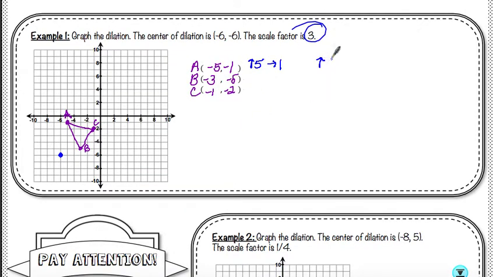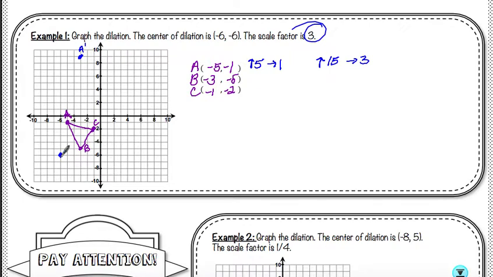So I need to go up 5 times 3, which is 15, and right 1 times 3, which is 3. I need to start at this blue point, go up 15 and right 3. 1, 2, 3, 4, 5, 6, 7, 8, 9, 10, 11, 12, 13, 14, 15, and 1, 2, 3. And that is A prime. Okay, so let's do that again.